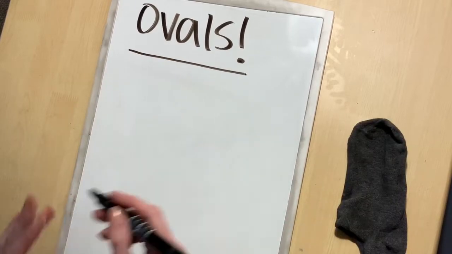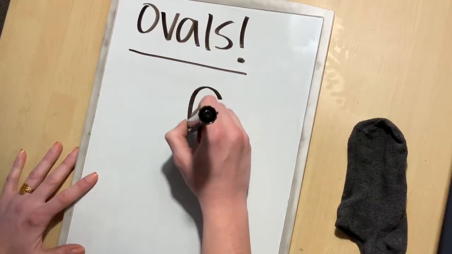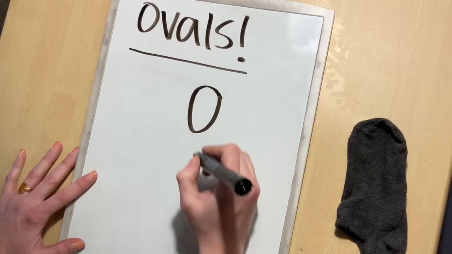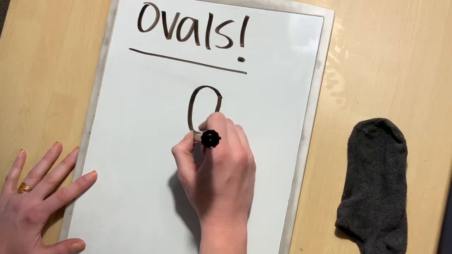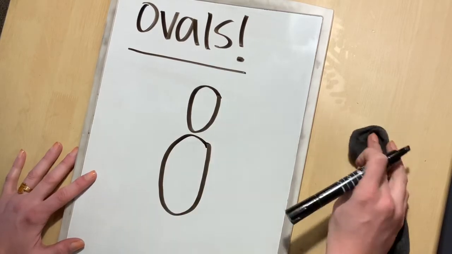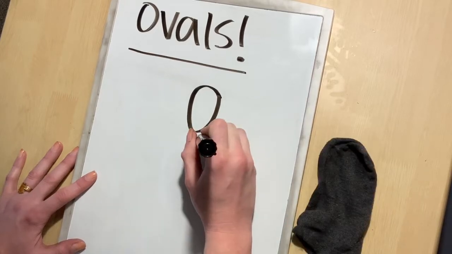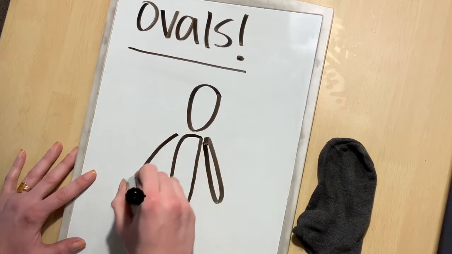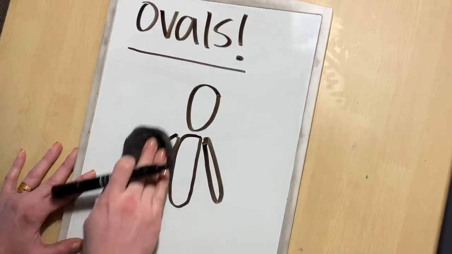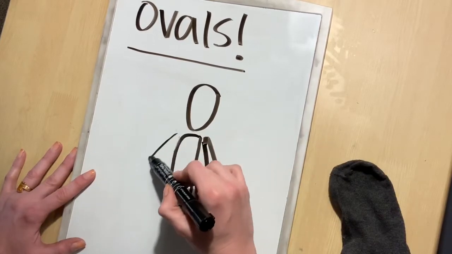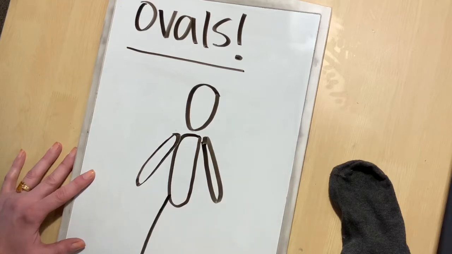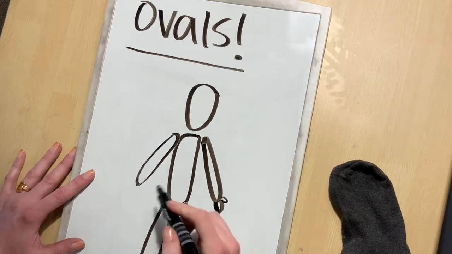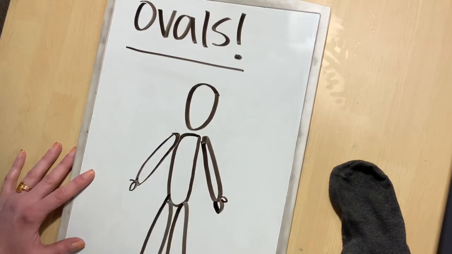So, use an oval, not a circle, to draw a head at the top of your whiteboard. Then add a torso, or a body with a bigger oval underneath. After that, add arms and legs with really long, skinny ovals. Finally, add hands and feet with tiny little ovals at the ends of the arms and legs.